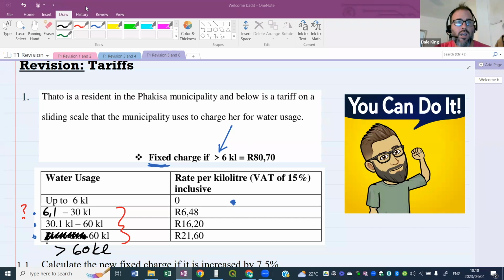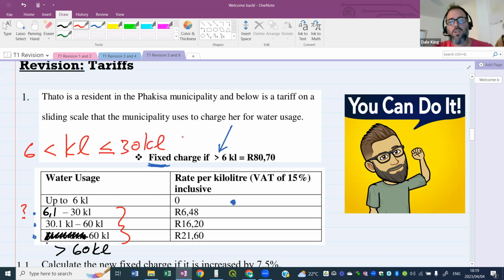I'll write it on the screen. Don't worry about this, you don't have to write this. It's just understanding it. So we can say, I'm going to put you at kiloliters. So this is the water use, kiloliters, that it's greater than six and less than or equal to 30. So that's the best way to do it.